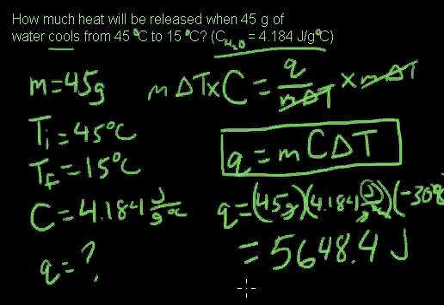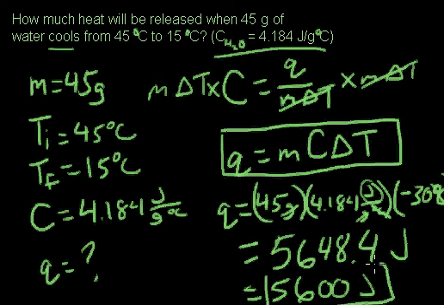Now, significant digit-wise, we want to round for significant digits, and our least significant digits in our problem are 2. So we should only have 2 significant digits in our final answer, which gives us 5,600 joules. And so that's how much heat will be released when 45 grams of water cools down by 30 degrees. 5,600 joules. Easy, right? Okay, well, that's where we're going to stop for today with specific heat, and good luck to you in the future.